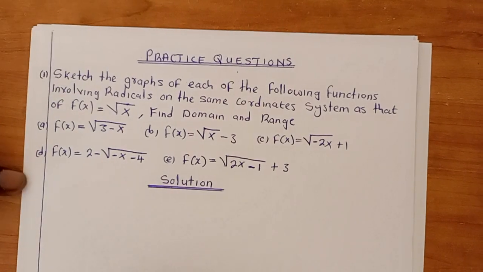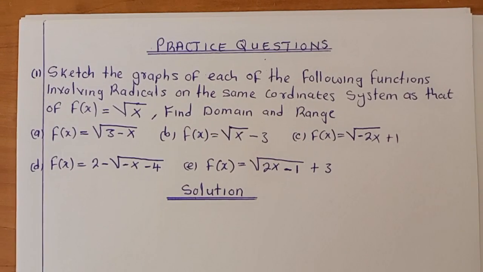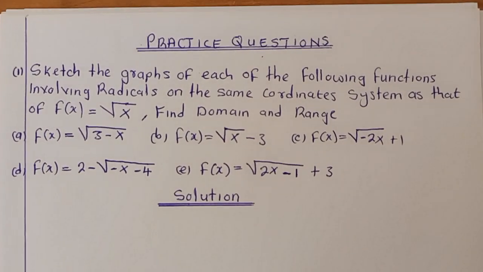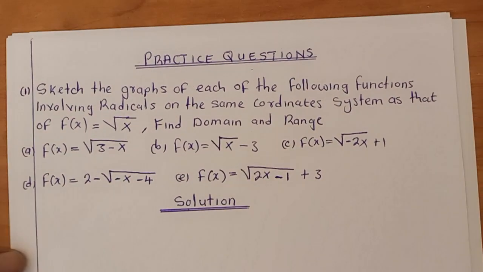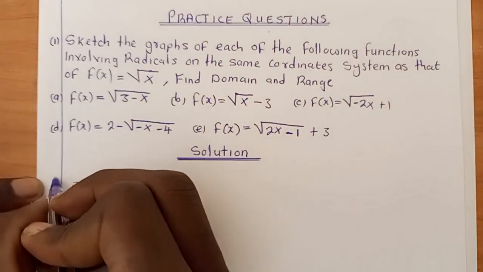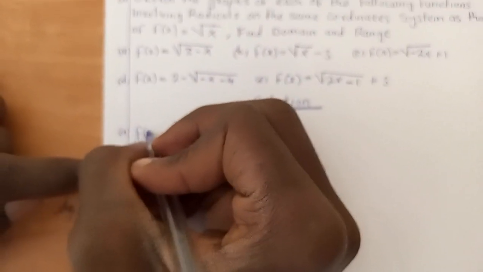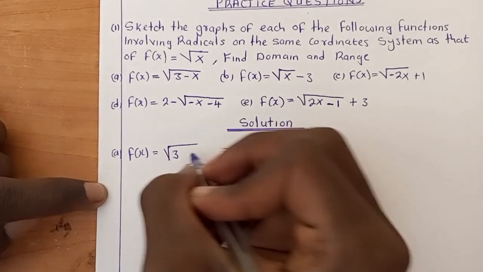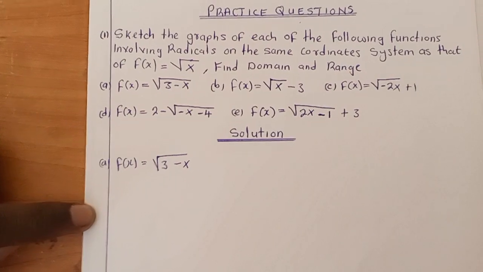The first question is simply saying, sketch the graphs of each of the following functions involving radicals on the same coordinate system as that of f of x equal to the radical x, find domain and range. All right, now for the first one, they are saying the function f of x equal to the root of 3 minus x. Okay, so now how do we do this one?